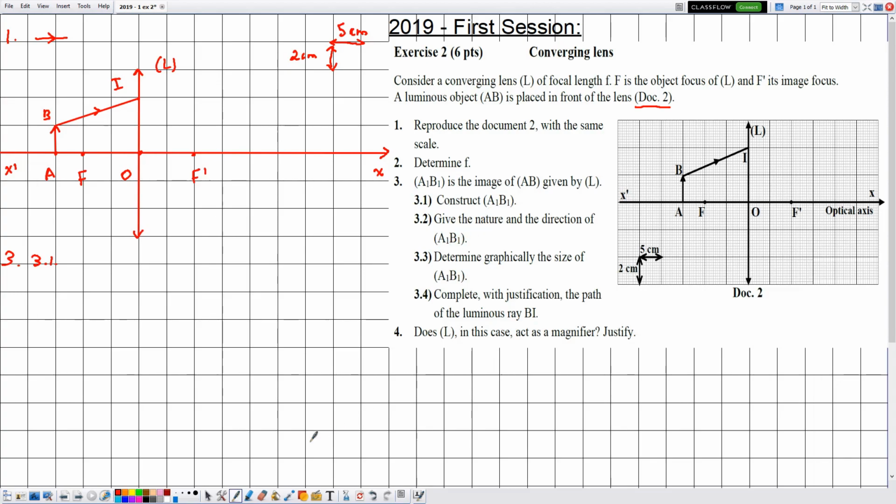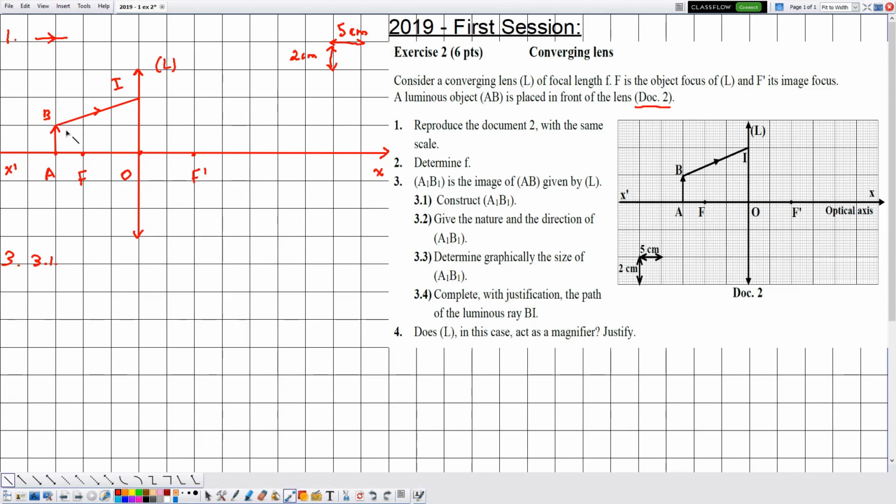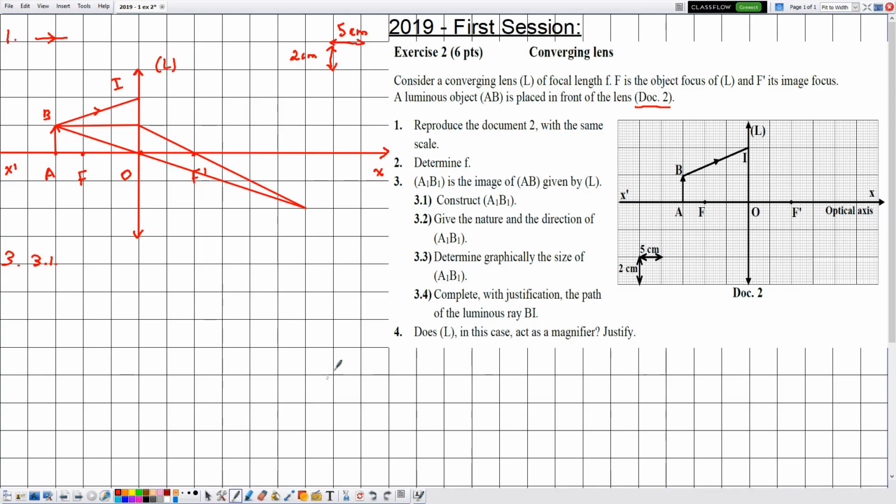Okay, so in order to trace the image A1B1, we need to consider two incident rays issued from B in which we know how to complete their path. So the first one is parallel to the optical axis. This ray will emerge passing through the image focus. Okay, and the second ray that we need to consider is passing through the optical center. It will emerge without deviation. Okay, and we don't forget arrows on light rays, incident rays as well as emergent rays, that indicate the direction of propagation of light.